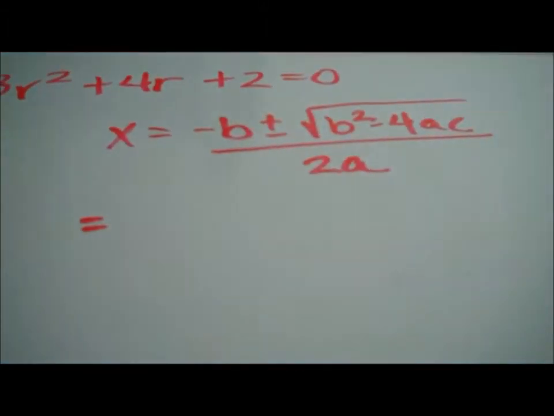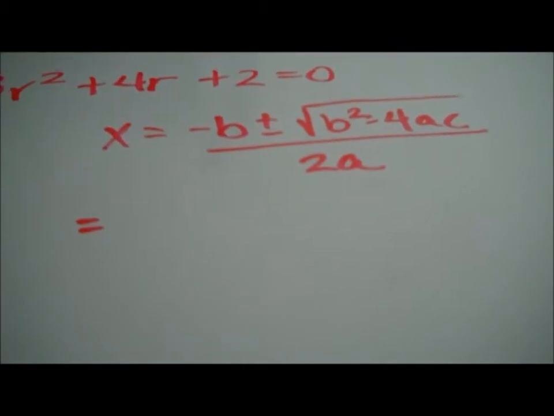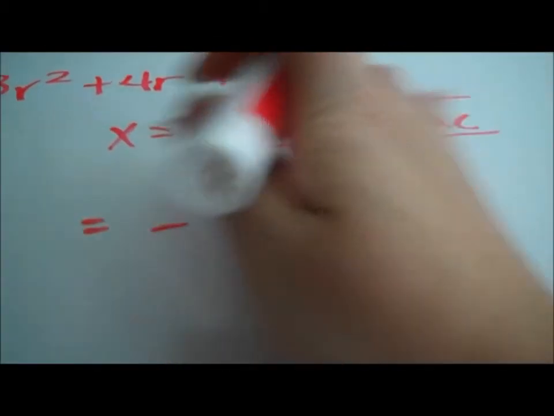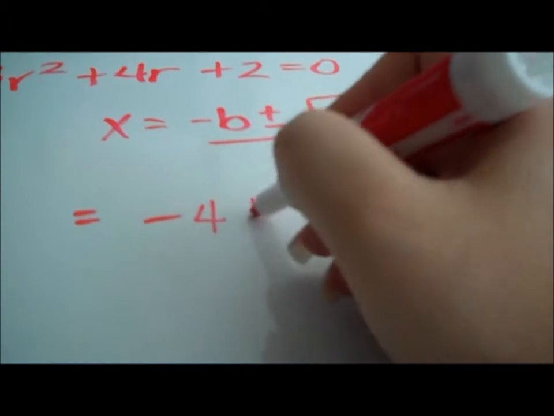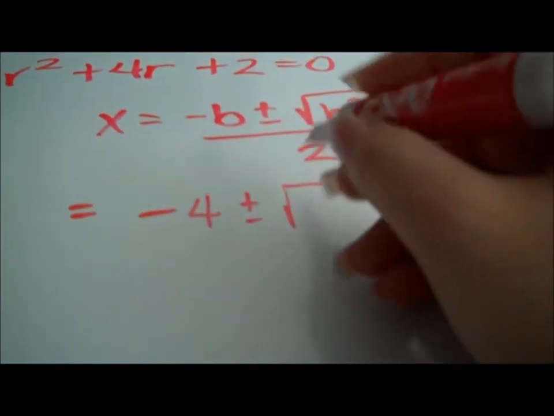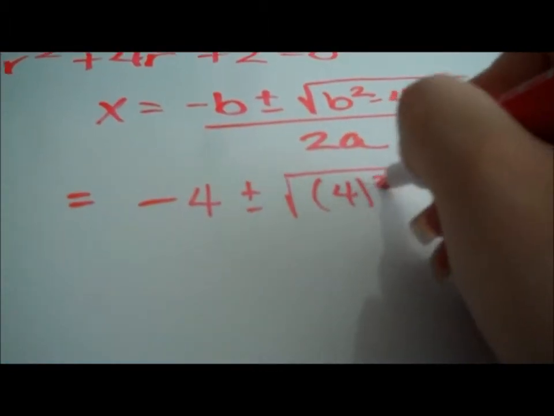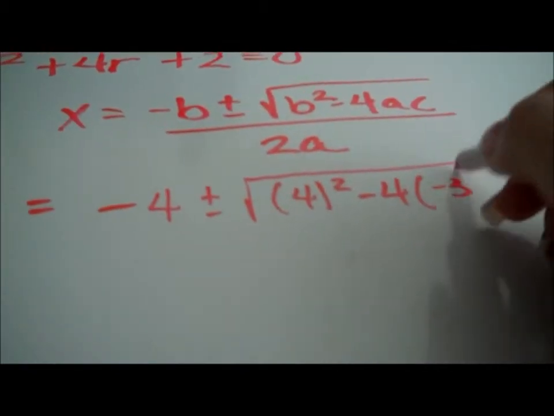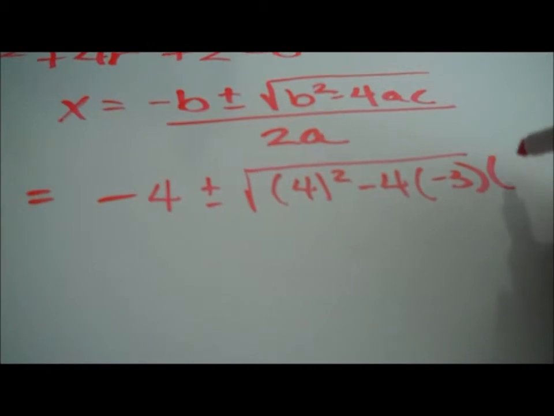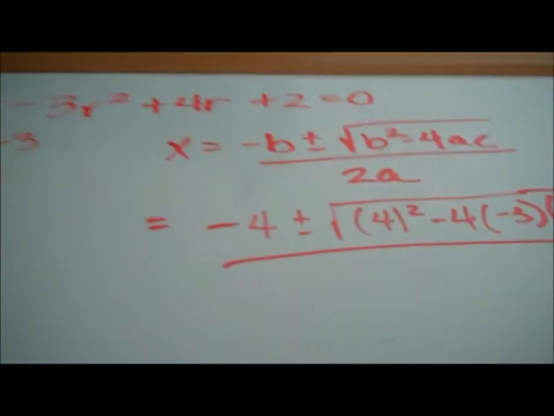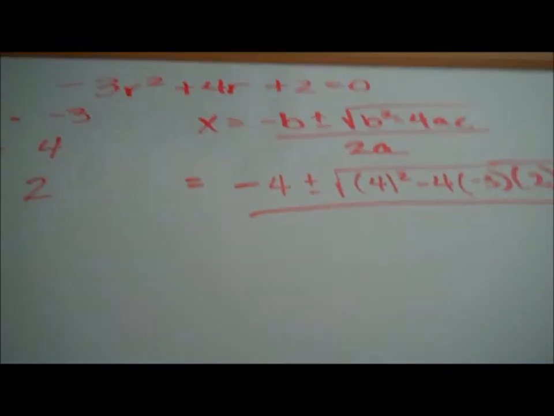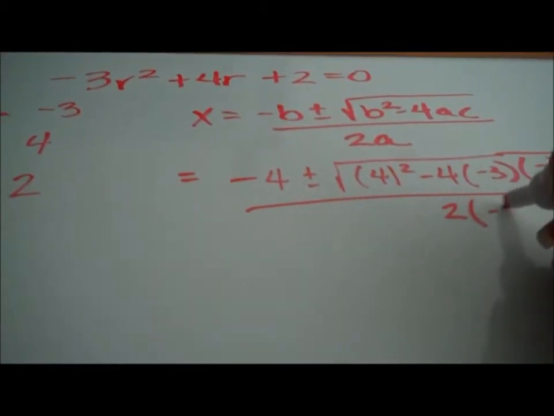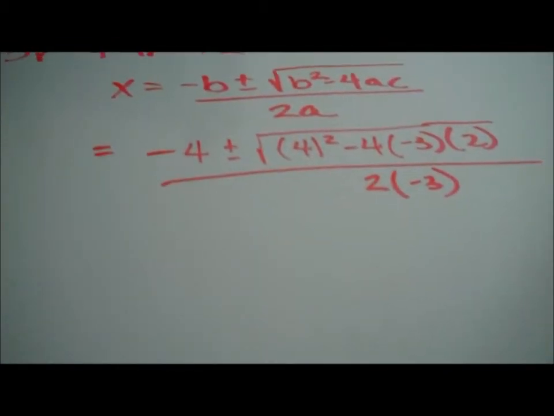How do I memorize that? Again, just practice. Okay, negative, our b is 4, plus or minus the square root of 4 squared minus 4. Our a is negative 3, and our c is 2. All divided by 2a, a is negative 3 again.